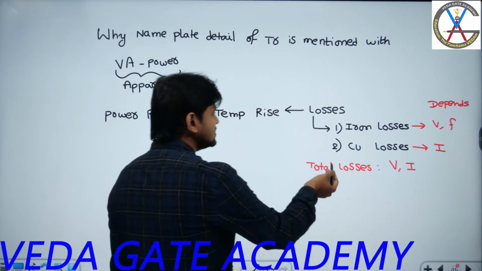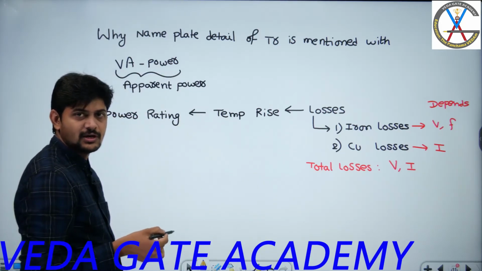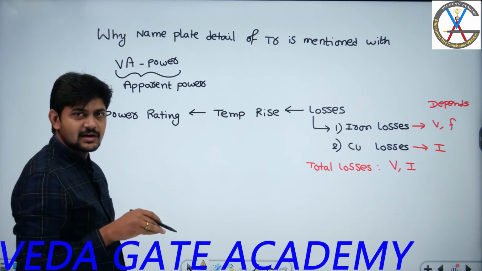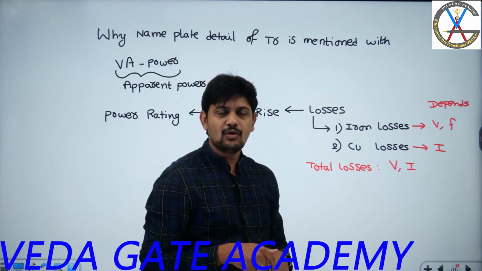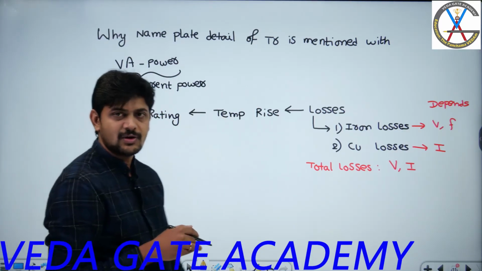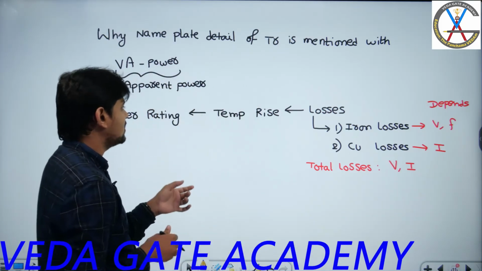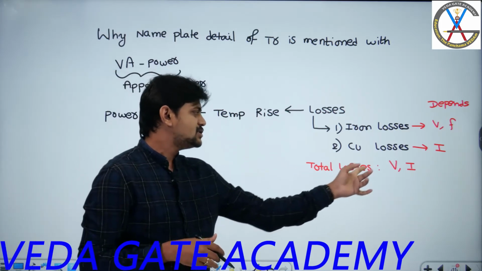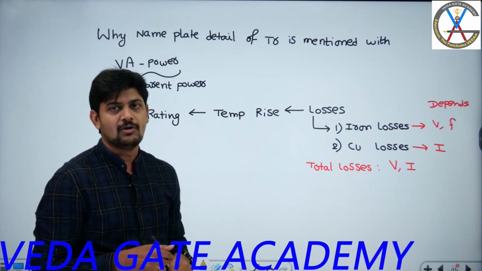So as total losses are independent of power factor, the temperature rise inside the machine is also independent of the power factor. The temperature rise inside the transformer purely depends upon the voltage and current. So as the temperature rise depends purely on voltage and current, the power rating of the transformer, which depends upon temperature rise, is also purely dependent on voltage and current and independent of the power factor.